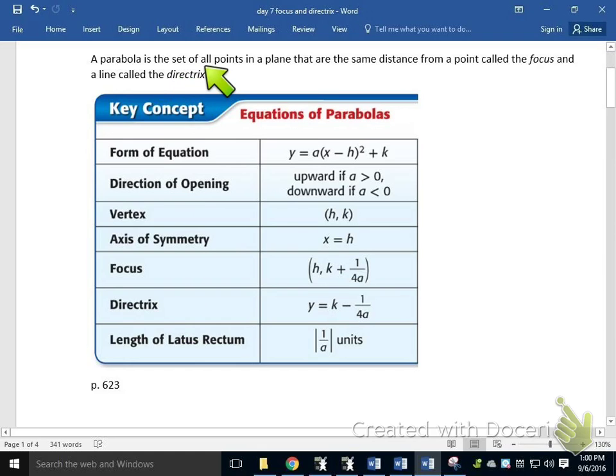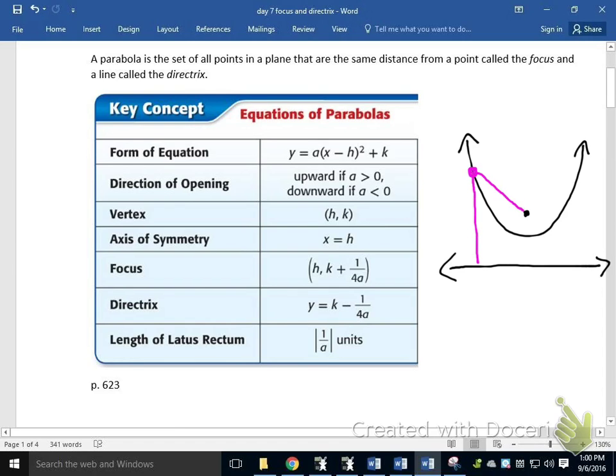As you can read up here, a parabola is the set of all points in a plane that are the same distance from a point called the focus and a line called the directrix. So if you have a parabola, the focus is always inside the parabola, and the directrix is always a line outside of it. And here's the thing about it. If you were to connect a random point somewhere on the parabola to the focus, that would be the exact same distance it is from the directrix. Those two distances would be the same.